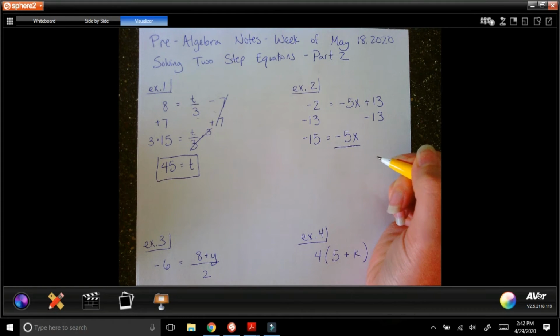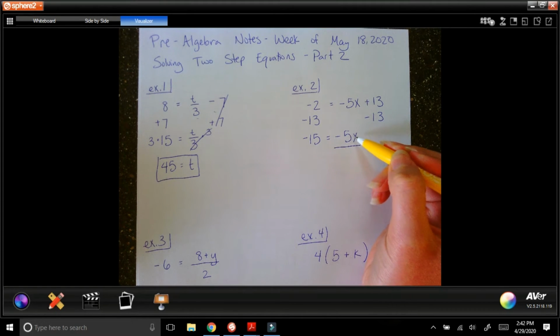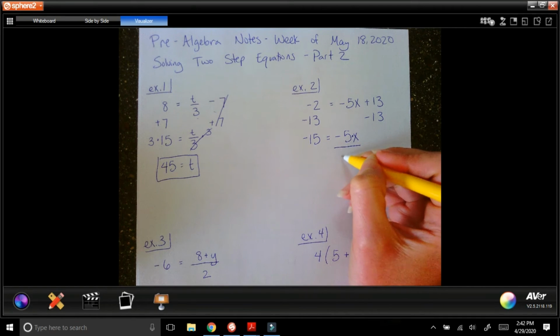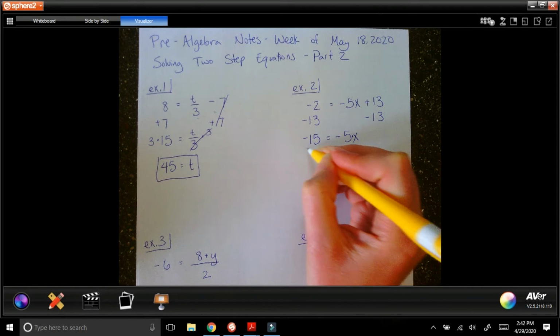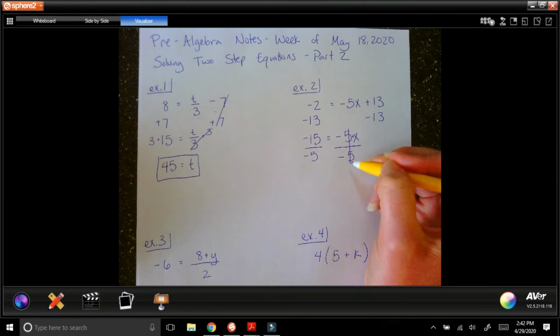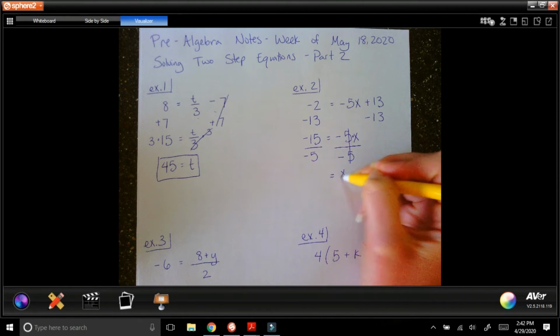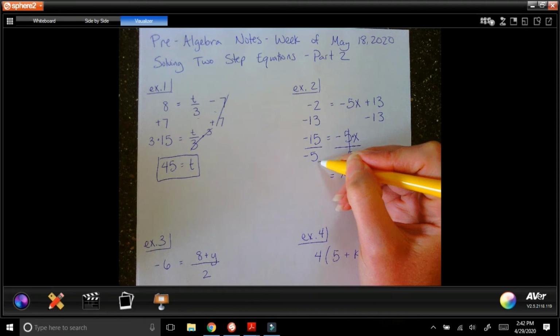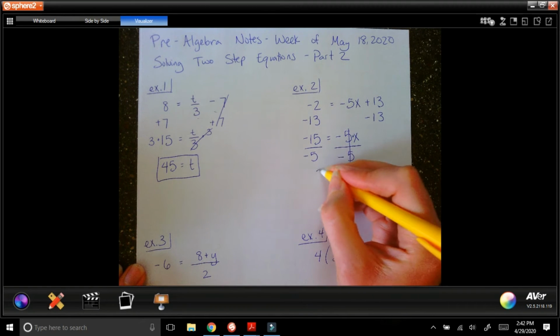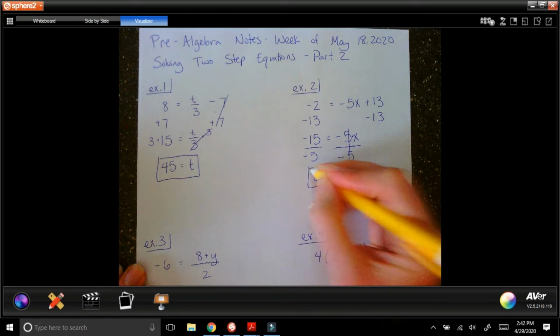Okay, and then negative 5, remember this is times what number? So I'm going to divide each side by negative 5 to solve. So that's going to cancel that out. And negative 15 divided by negative 5, you know you're going to have a positive number because you're dividing two negatives. That's going to be a positive 3.